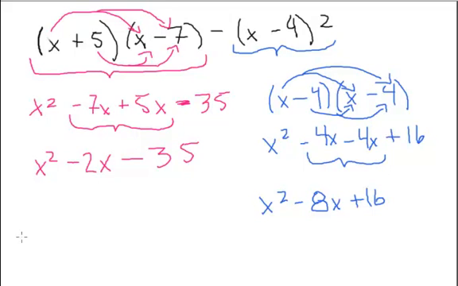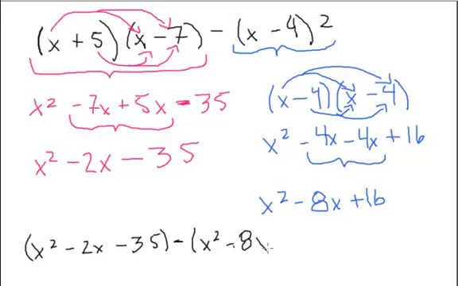So I have x squared minus 2x, negative 35. Let's put that in brackets. Minus, there's a minus up here, so minus what I got from working this equation out, (x squared minus 8x plus 16).